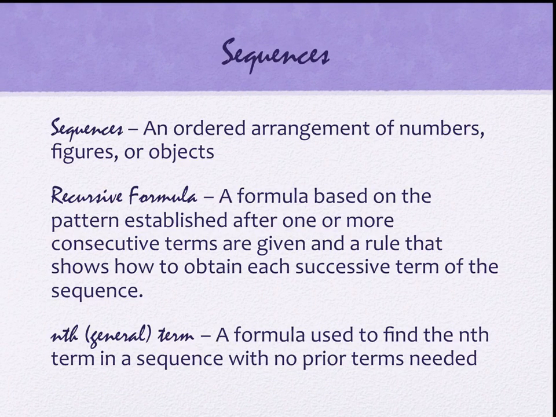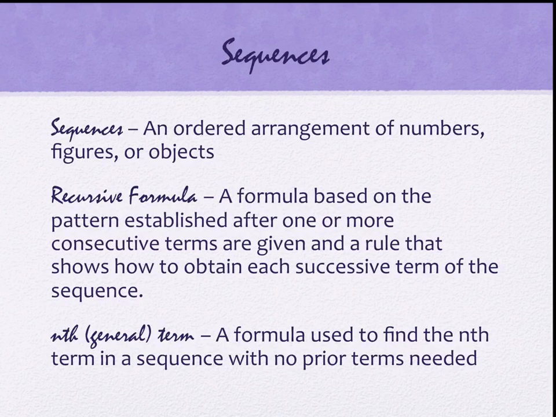Okay, sequences are ordered arrangements of numbers, figures, or objects, and kids start working with sequences as early as pre-K. They usually use objects. So it'll say something like red triangle, yellow circle, red triangle, yellow circle, and it's just the pictures. And they say, what comes next in the pattern, right? Pattern recognition. That's a sequence.